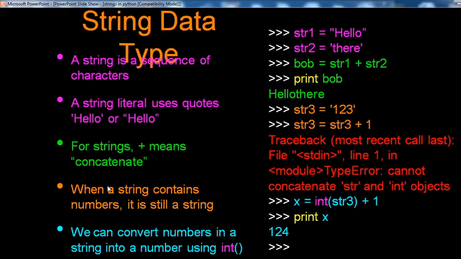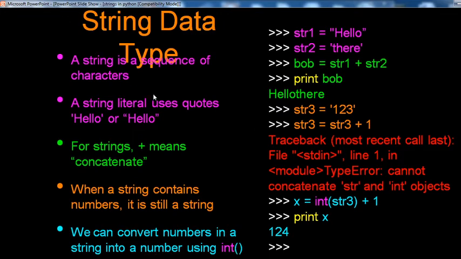For strings, plus means concatenate. If you want to join two strings, you use the plus symbol, and that is called concatenation. When a string contains numbers, it is still a string. See here carefully: when a string contains numbers, it is still a string. We can convert a number in a string into a number using int. That means you can easily convert from one data type to another, so the numbers in your string are converted into an integer.